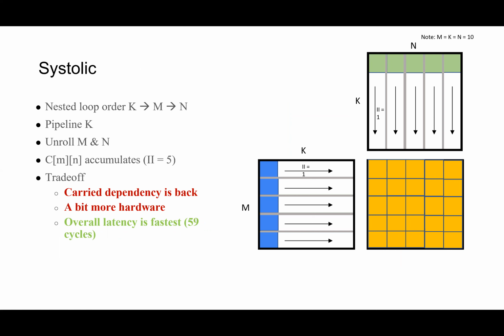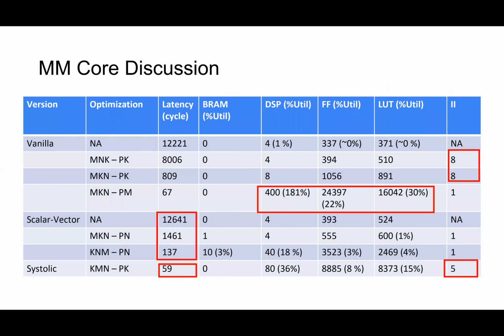Lastly, we tried out the systolic array. Essentially, this allows each output cell to continuously compute at the same time. The hardware optimization was to pipeline K, unroll M and N. This obviously brings back the carry dependency, which gives us an II of 5 and uses a bit more hardware since we are computing all of the output cells at the same time. But the resulting latency is actually the fastest out of all implementations at 59 cycles.